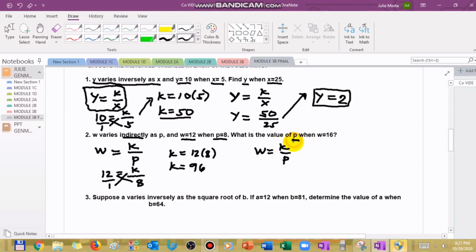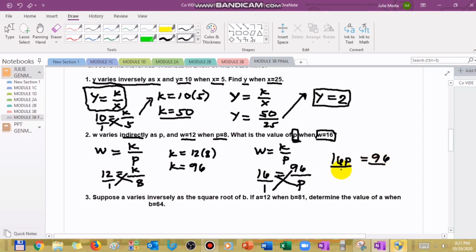So, find p when w is 16. So, ang given dito ay si w. W, 16. That is equal to, ang k ay 96, 96 over, ito ay hinahanap si p, so over p. So, this is over 1, cross multiply. P times 16 is equal to 16p. That is equal to 96 times 1 is 96.